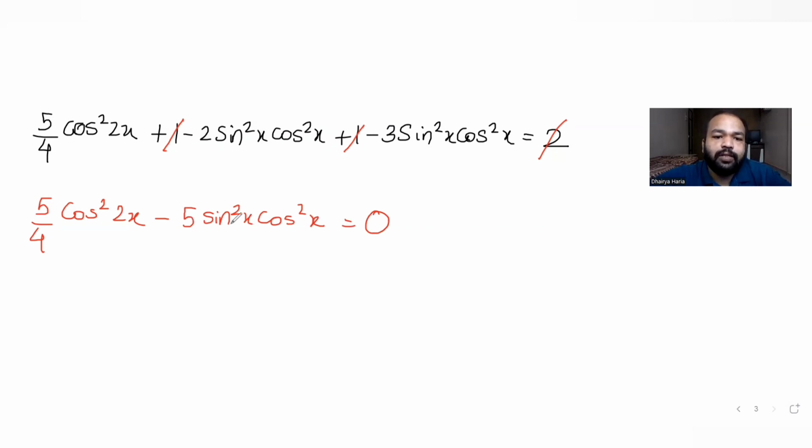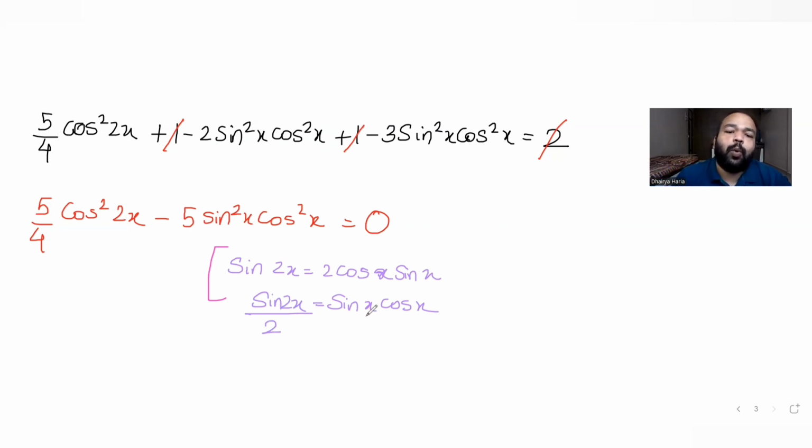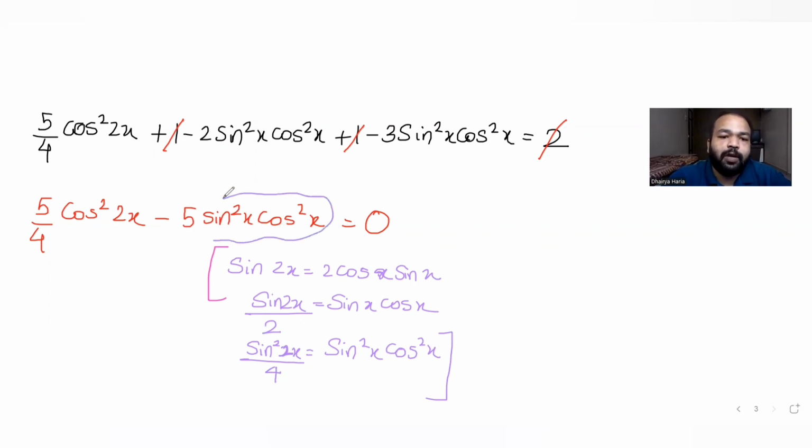Now, let's try to solve this. We already know that sine 2x, that is the double angle, is 2 sin x cos x. So once we have sin x cos x here, I can write that as sine 2x upon 2. When I square them, sine square x cos square x is equal to sine square 2x upon 2 square, which is 4. So this sine square x cos square x basically becomes sine square 2x upon 4.